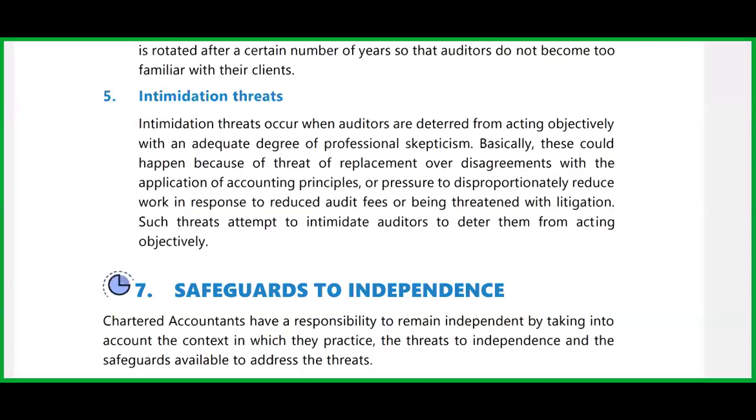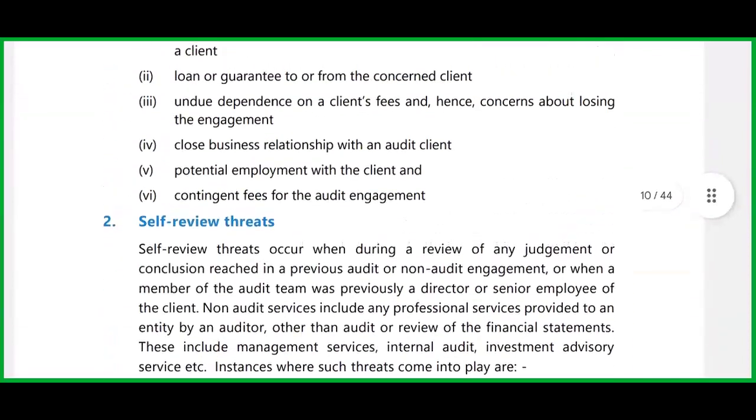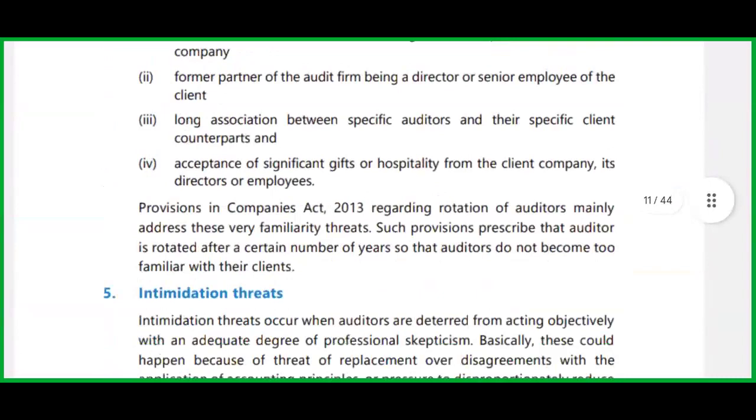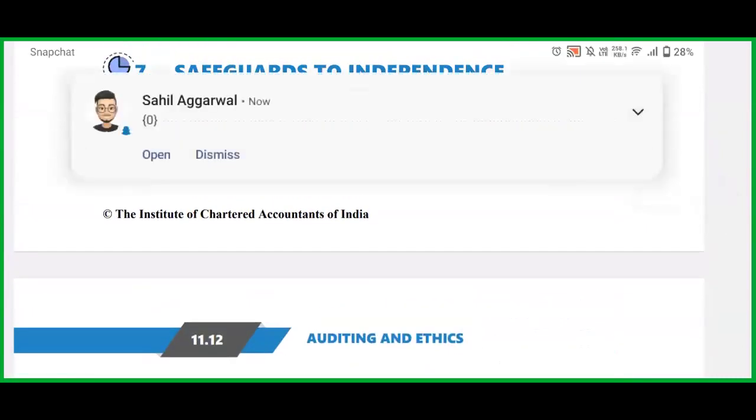So, five threats. Yes, ma'am. Are these all clear? Yeah, ma'am. Okay, we'll quickly go to the next topic.